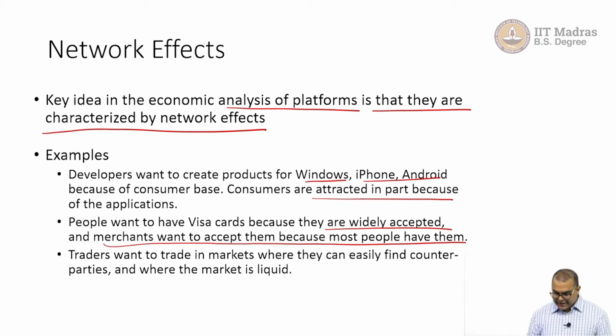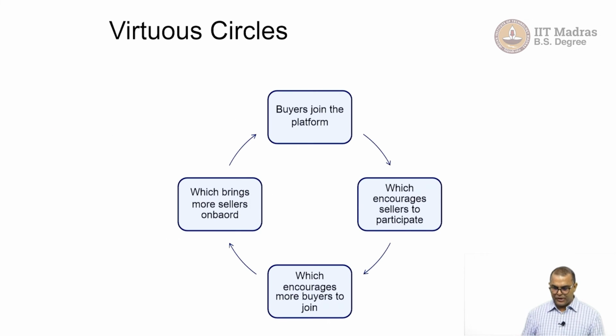A trader wants to trade in a market where they can easily find counterparties and where the market is fluid. You will not go to a market where, let's say you are interested in buying something and you have the option of going to 10 different markets, and it is equally costly or difficult to go to each market. Which market will you go to? Where you think you will find the best match, the best product. So the network effect is playing a very important role.